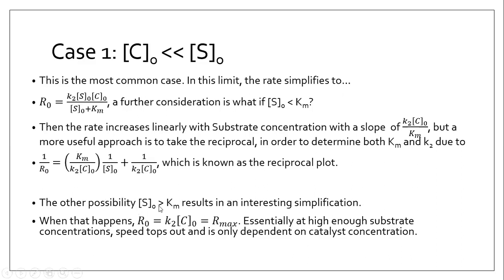So now the other possibility is what if S0 is greater than Km, which results in a very interesting simplification. If S0 is greater than Km, then the rate is dependent only on K2 and C0. So essentially, the rate is only how fast and how much catalyst we have. So this essentially achieves our rate max. At high enough substrate concentrations, speed tops out, and it's only dependent on the catalyst concentration. We've essentially jam-packed the catalyst as far as it'll go. That's if the substrate is high enough, much higher than our Km, which is essentially a bunch of constants.